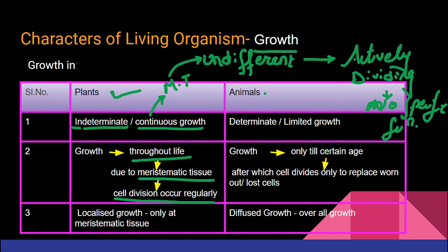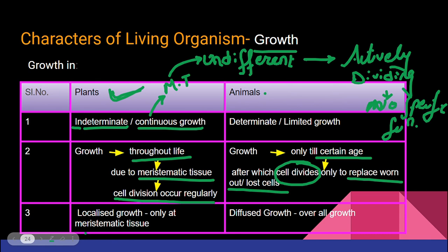But what about animals? We grow only till a certain age. After that, only if something happens to you, cell division will occur to replace the worn out or lost cells, right? Now, when we talk about plants, growth occurs only at one particular place, wherever the meristematic tissue is present. So we call it localized growth.